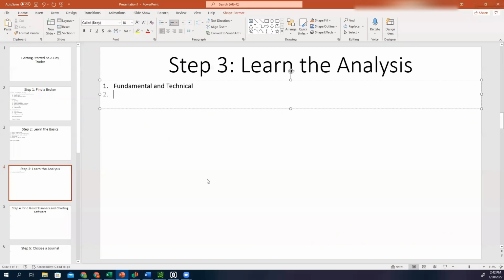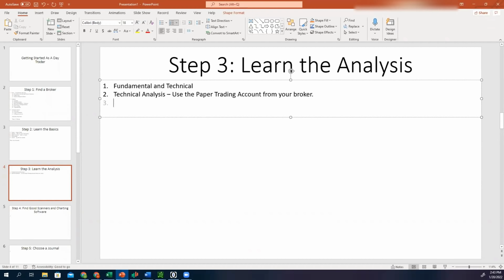When doing this technical analysis, use a paper trading account from your broker. You want to be looking at the charts. You want to understand them. Start simple. Start with moving averages. Averages, both simple and exponential.